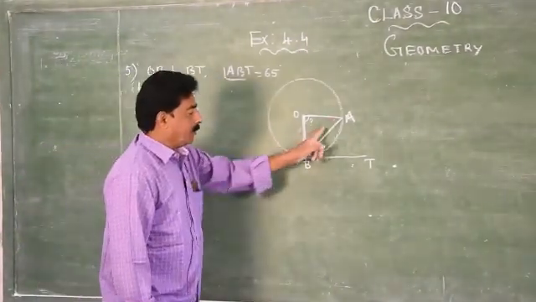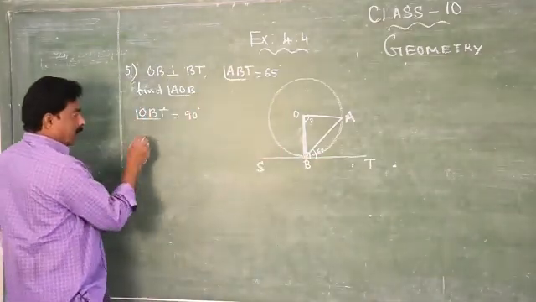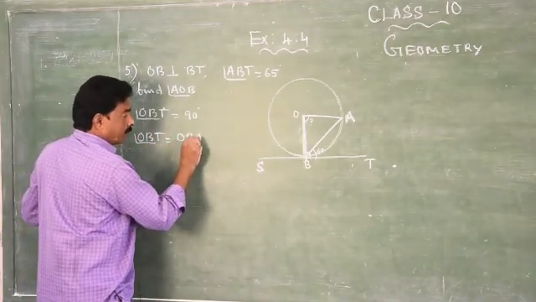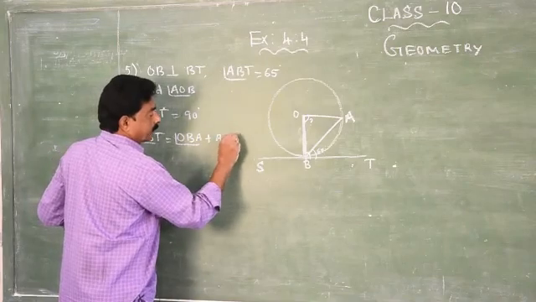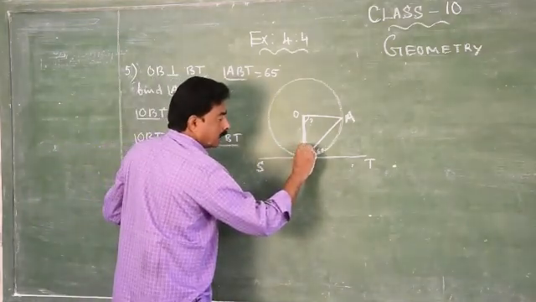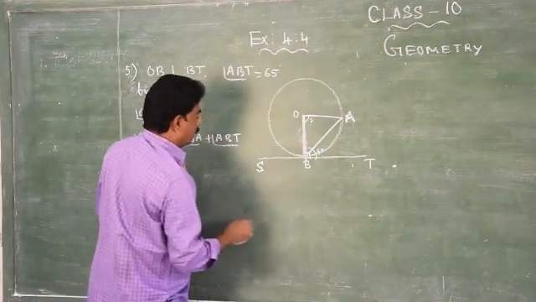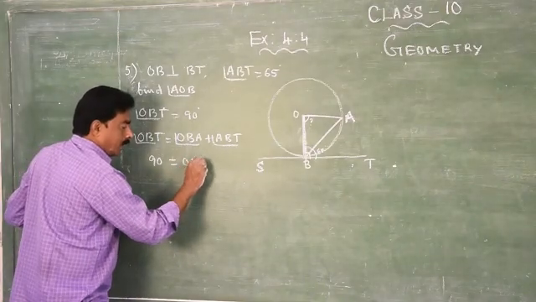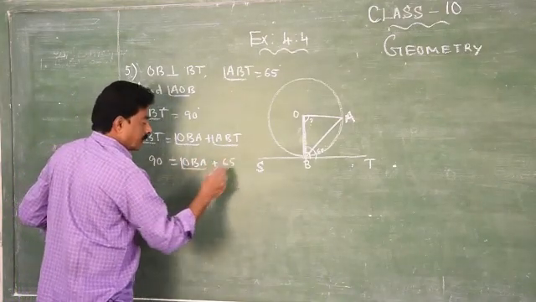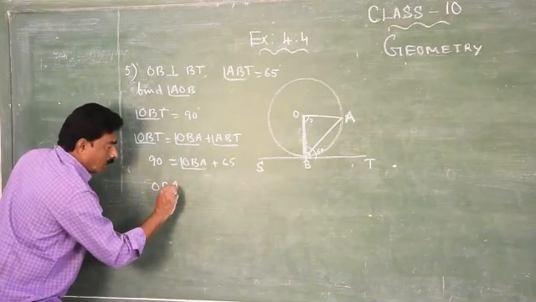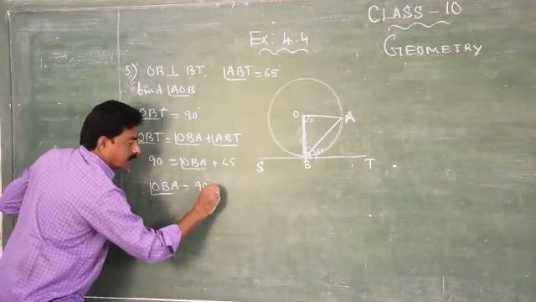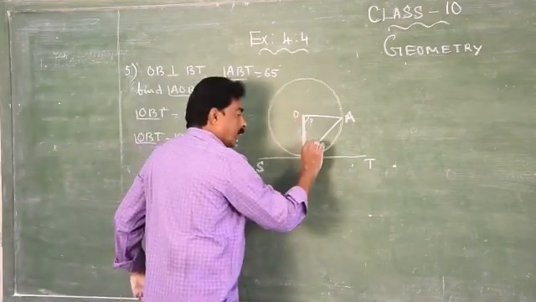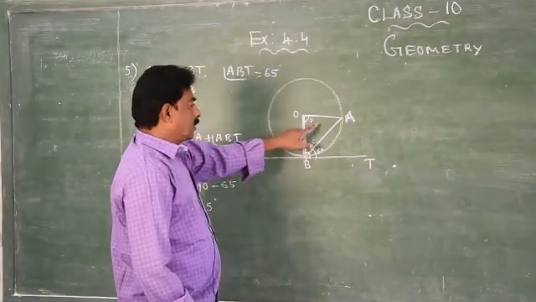And what else is given? ABT. So OBT we can also write as OBA plus ABT, the sum of these two angles. This angle plus this angle together is this. So 90 is equal to OBA, which we do not know, plus this, which is 65. Therefore, from here, what is OBA? OBA equals 90 minus 65, that is 25 degrees. So OBA is 25.